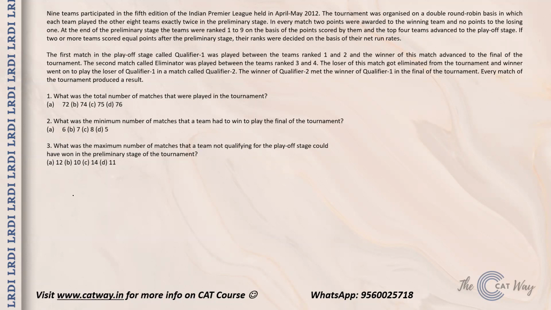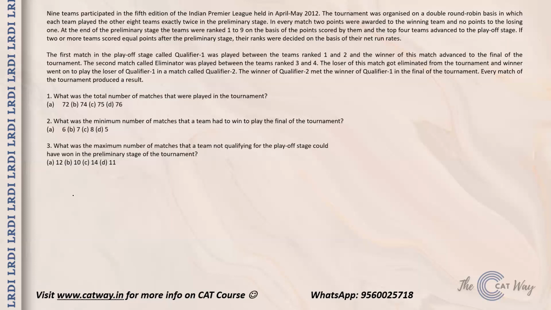The second match, called the Eliminator, was played between the teams ranked 3 and 4, and the loser of this match got eliminated from the tournament, and the winner went on to play the loser of Qualifier 1 in a match called Qualifier 2. So it's a basic IPL structure. The winner of Qualifier 2 meets the winner of Qualifier 1 in the final of the tournament, and every match of the tournament produced a result, so there are no draws. Let's move ahead, it's a very good set on games and tournaments, guys.